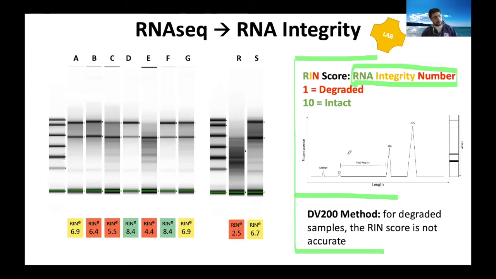How does the TapeStation or the bioanalyzer measure this number? It's looking at the 18S and 28S peaks. Just look on the right. It's also looking at the area of 18S and 28S. The best ratio has to be bigger than 2, so 2 times 28S compared to 18S in terms of the area under the peak. And then it's also looking at this fast region.